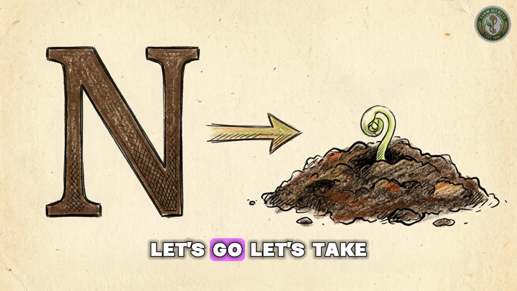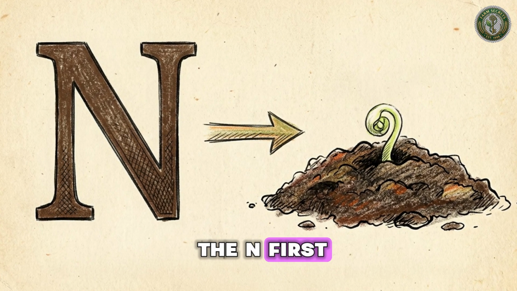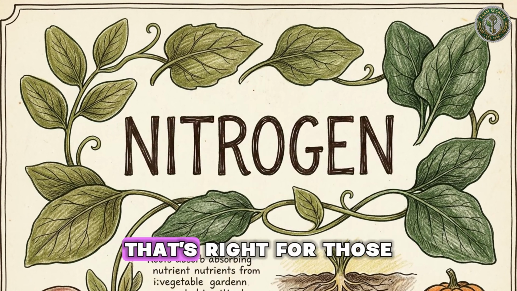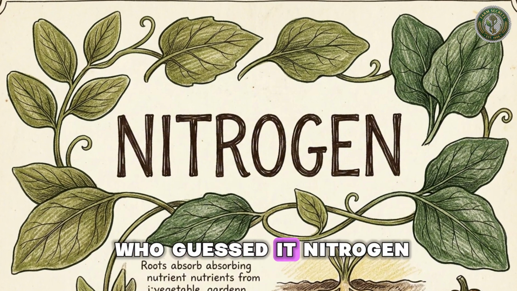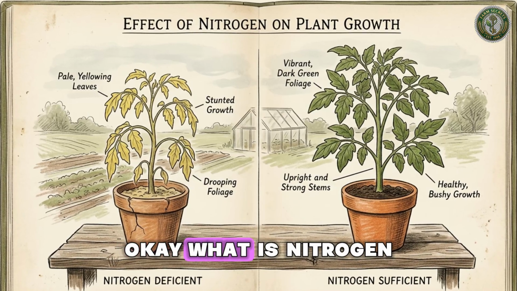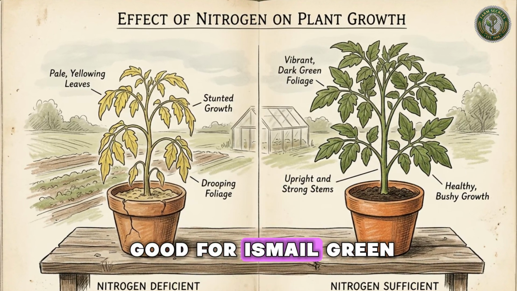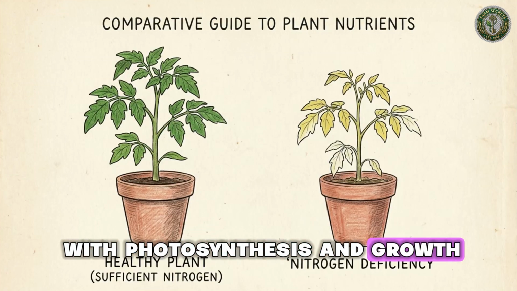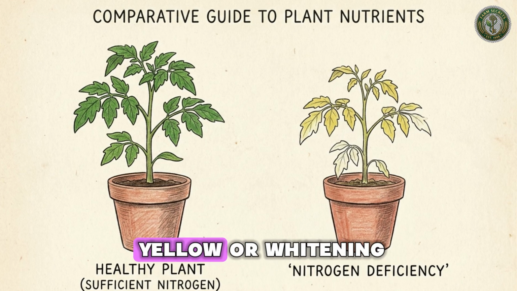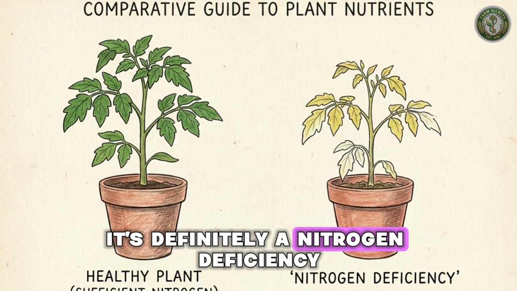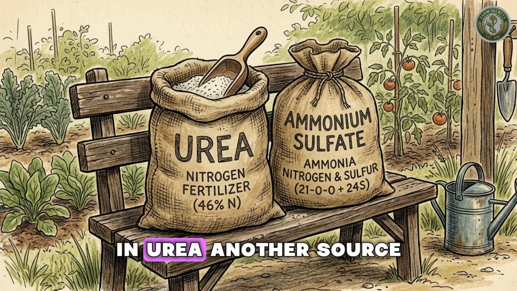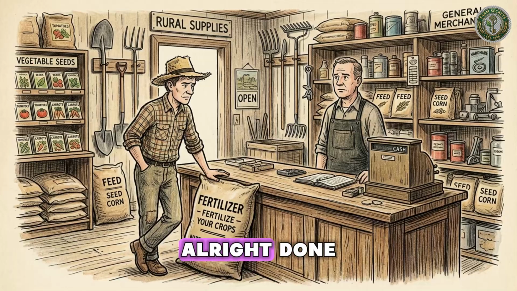NPK. Let's take the N first. What does the N mean? Primarily nitrogen. That's right. For those who guessed it, nitrogen. What is nitrogen good for? Green leaf coloration. It helps the plant with photosynthesis and growth. In other words, if your plant is turning yellow or whitening, it's definitely a nitrogen deficiency. Where do we find nitrogen? In urea. Another source is ammonium sulfate.